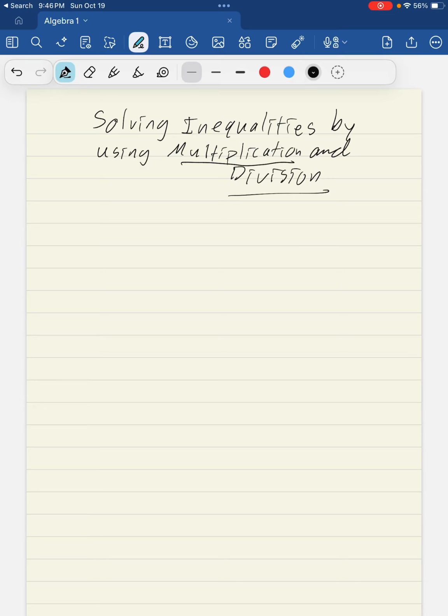Welcome back, and today we're talking about solving inequalities, one step again, by using multiplication and division. And it's the same process as yesterday. We're going to treat these guys like an equation and then graph them. So solve like an equation and then graph. But there is one difference, and I'll talk about that when we get to it.